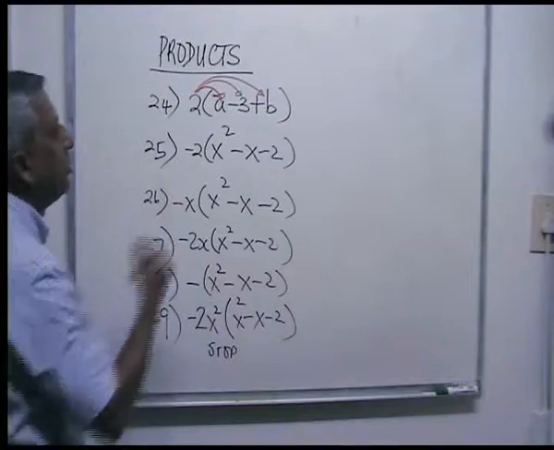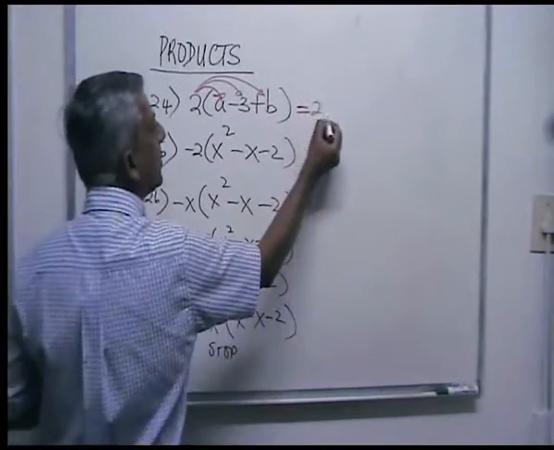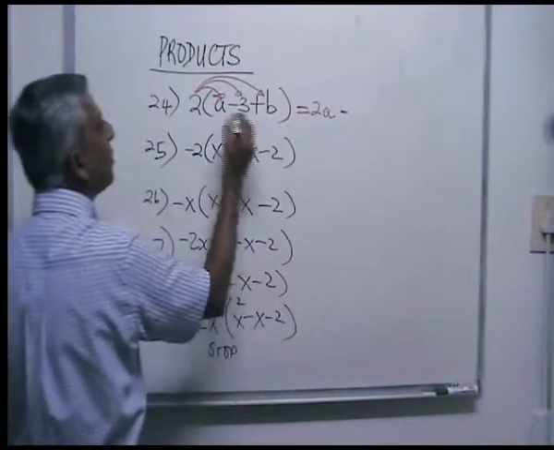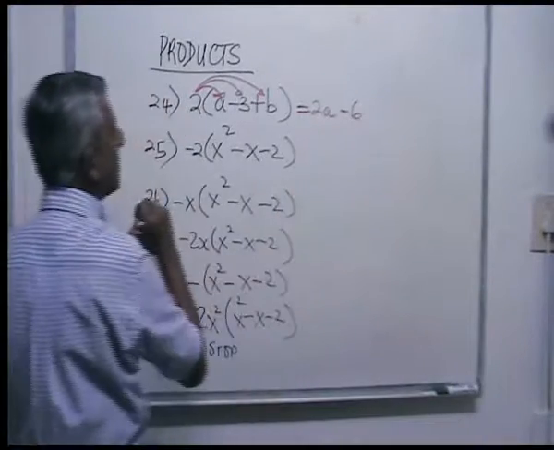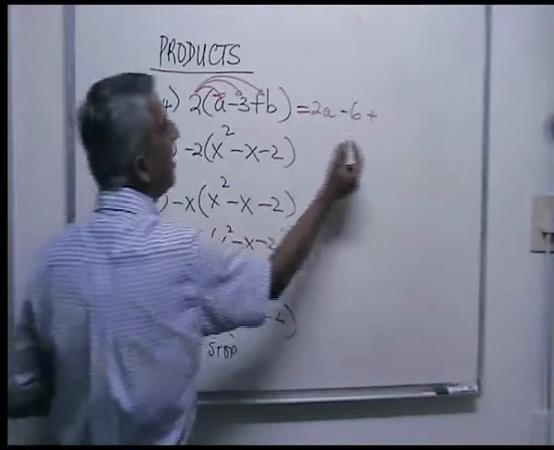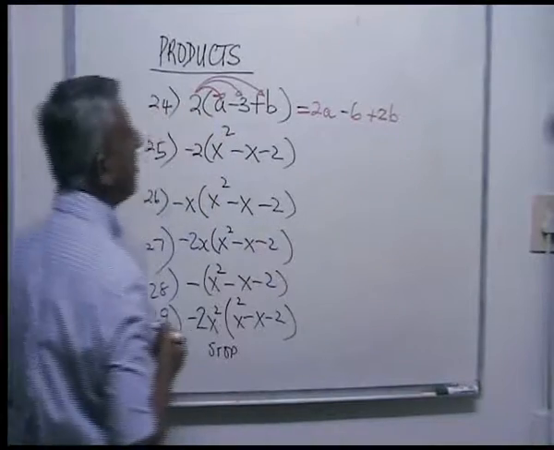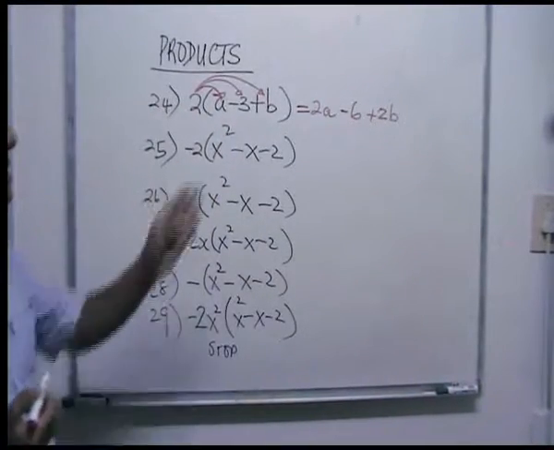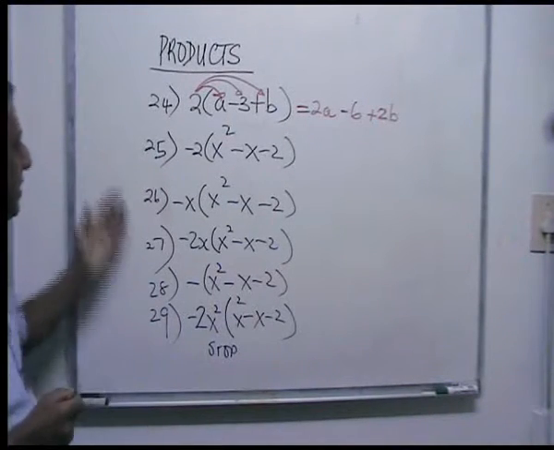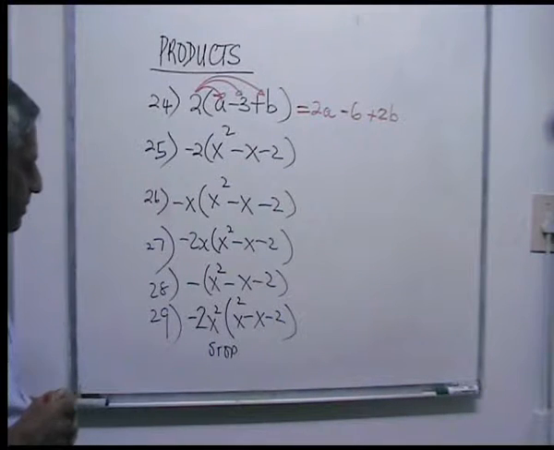Or let me just do number 24 for you. 2 times A is 2A, plus times minus is minus, 2 times 3 is 6. Plus times plus is plus. 2 times B is 2B. So that's what I mean by you have to multiply 3 times and your answer has 3 terms in the end. Alright, go and try them and let's see what you can do with them.